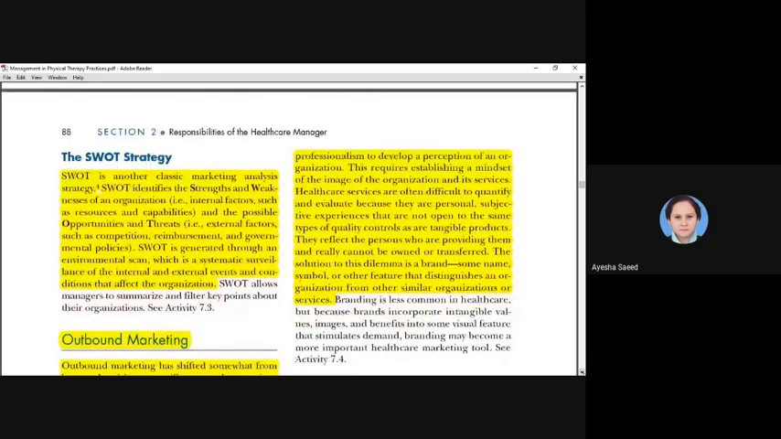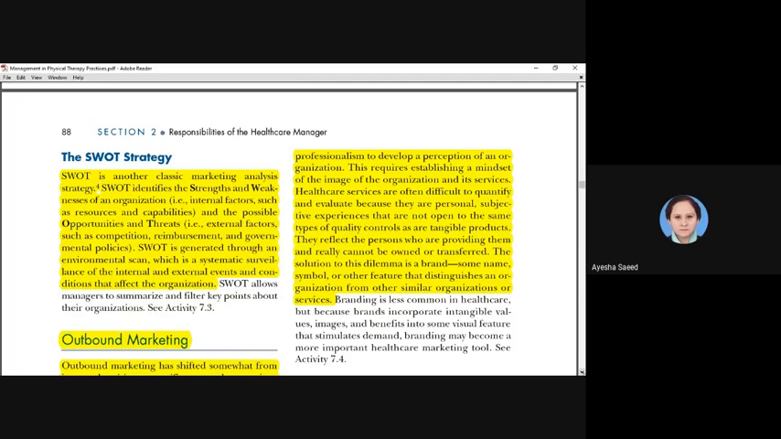The last aspect of inbound marketing is the SWOT strategy. SWOT is another classic marketing analysis. SWOT identifies the strengths and weaknesses of an organization, internal factors such as resources and capabilities, and the possible opportunities and threats, external factors such as competition, reimbursement, and government policies. SWOT is generated through an environmental scan, which is systematic surveillance of the internal and external events and conditions that affect the organization.